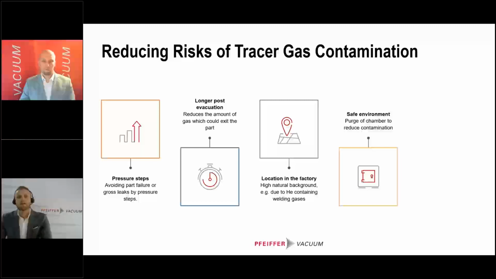Also, the environment of the chamber itself is quite important. So there's one thing that you can implement into your system, which is a purging of your chamber after the actual test is done. So instead of just evacuating your test object and your chamber, you additionally purge it with a purging gas, such as pure nitrogen, for instance. And you try to reduce the amount of remaining helium there, or tracer gas.